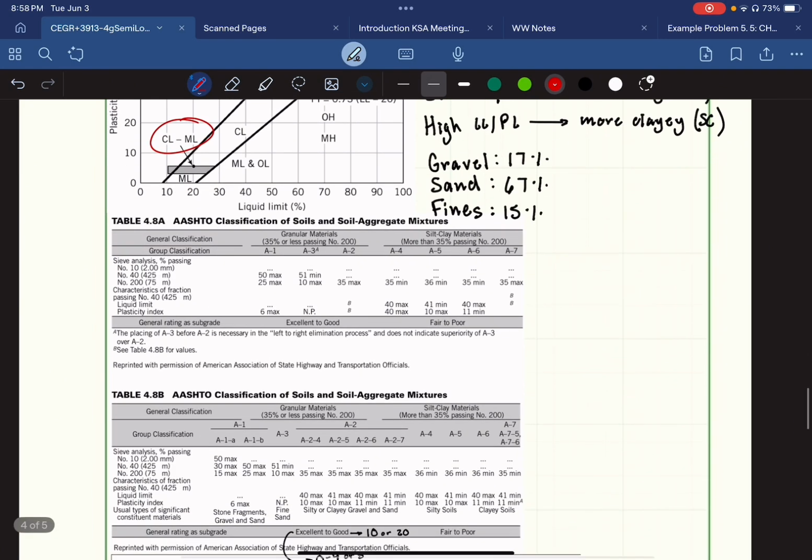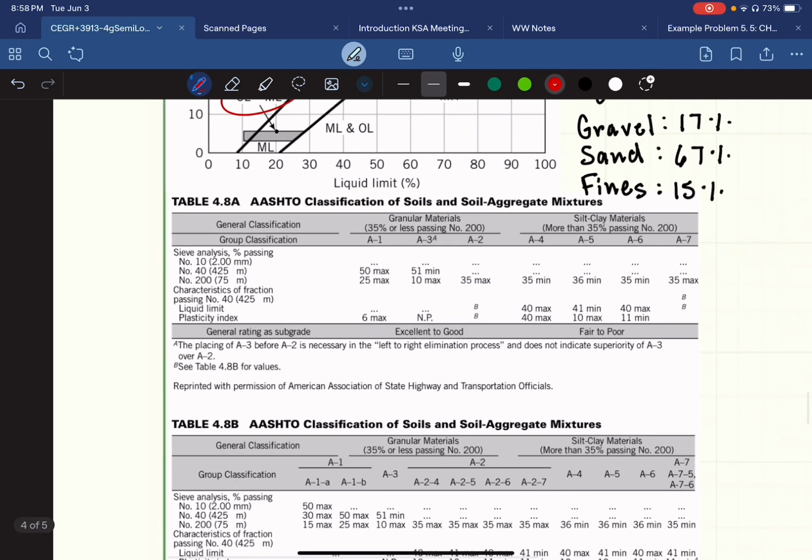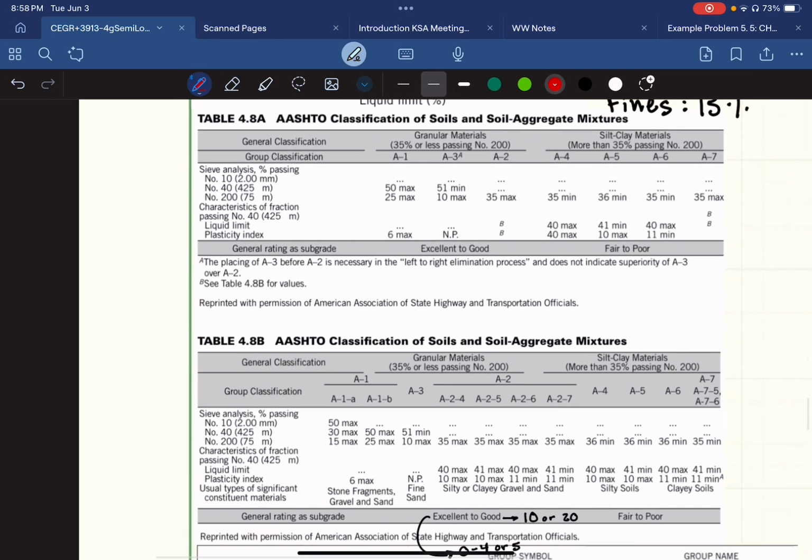So now we're gonna start with table 4.8a of AASHTO, classification of soils and soil aggregate mixtures. So one thing you're going to notice is it has two parts right here. This part A and this part B. And you always have to start reading from here and go across. Go across, go across.